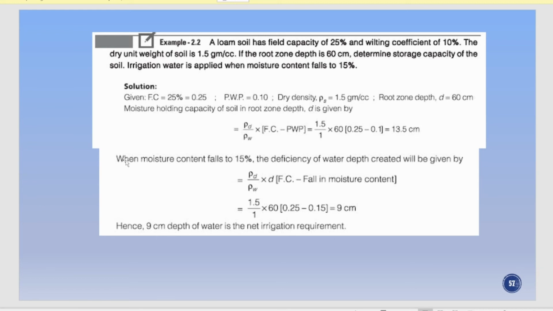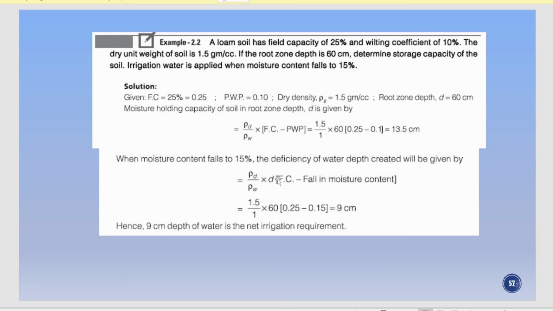Now he tells you that irrigation water is applied when the moisture content falls to 15%. When moisture content is going to fall to 15%, we need to start applying water. We should not wait till the water goes to a level of PWP, which is permanent wilting point. So how much is the depth of water we need to apply now? When moisture content falls to 15%, the deficiency of water depth created will be given by the depth of water that will be applied when the water level is at 15%. Again same equation, rho d by rho w into d. D is the depth of root zone.